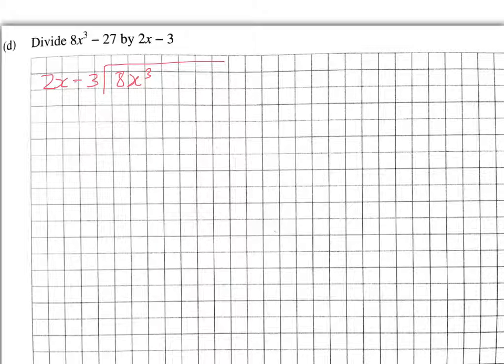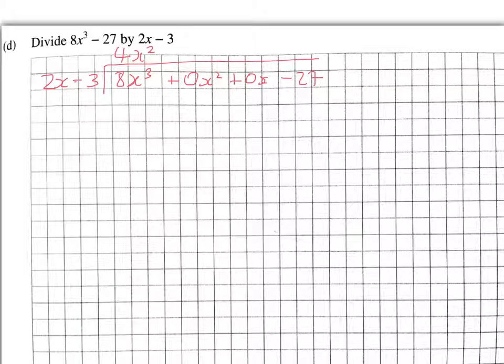Now, if you have an empty term, you can see here I've got x cubed and I've got a number, but I don't have any x squared and I don't have any x's. But I should actually say I've got 0x squared, I've got 0x, and I've got minus 27. So what do I multiply by 2x to get 8x cubed? Well, that is 4x squared.